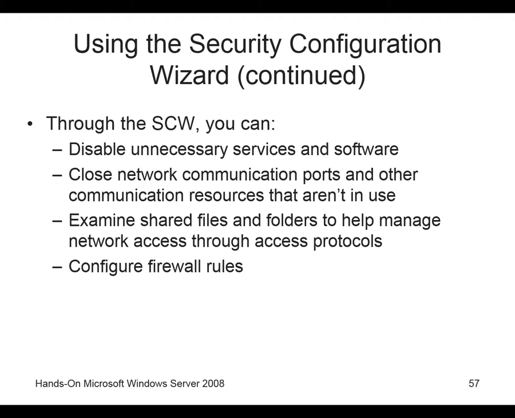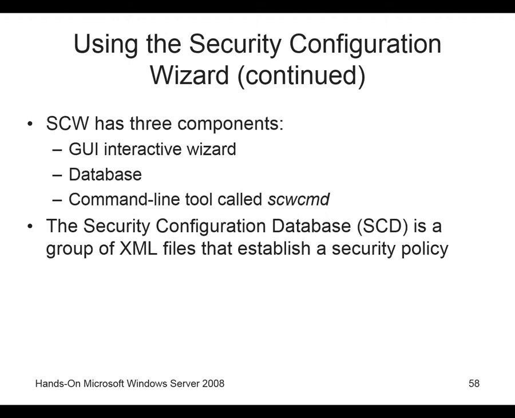Close network communication ports and all other communication resources that aren't in use. Like I've told many classes before, when you have a server, a web server, you only want web ports running. You do not want any other type of ports running on that server. You want to minimize your footprint. Configure firewall rules to allow only access to this server dealing with the ports that would deal with that server only. Does that make sense?